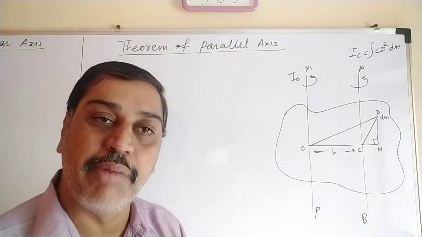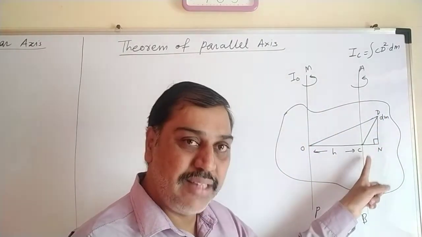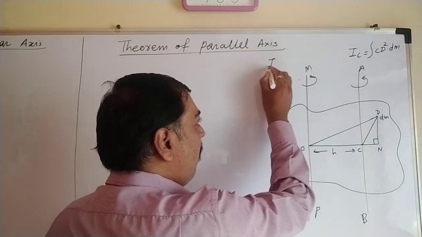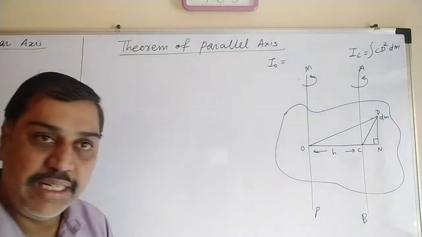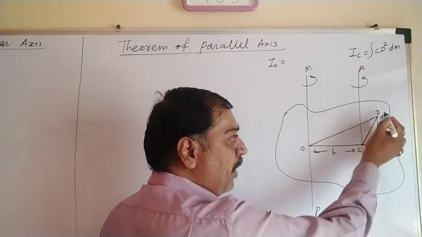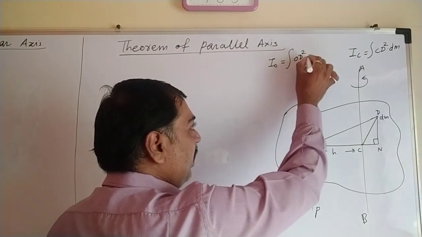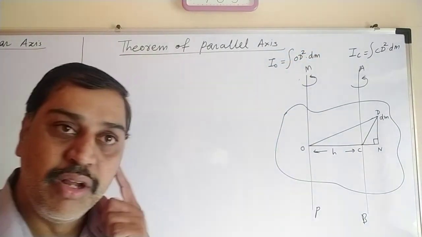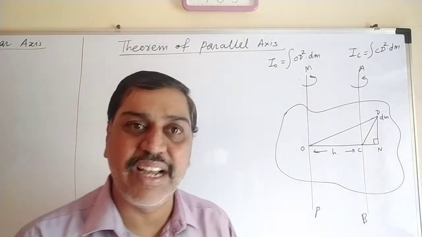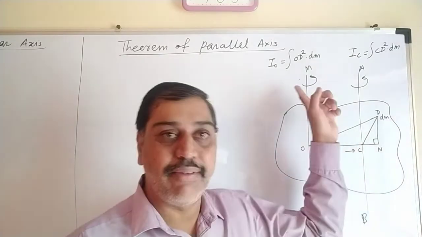CD square dm is nothing but the moment of inertia of the mass dm about this axis passing through the center of mass. The moment of inertia is this much. Similarly, the moment of inertia about the other axis passing through point O we have to find in the same way. The distance from dm is OD. So I0 equals the integration of OD square into dm. That is nothing but the moment of inertia of the same mass about this axis. Remember, these moments of inertia are different because the distance OD is changed and the axis has also changed. That's why they are definitely different.